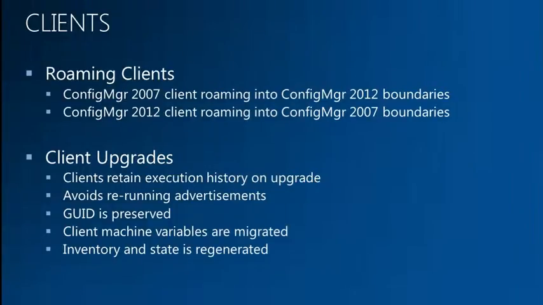The GUID is preserved. I showed you earlier the XP client. It wasn't migrated yet, but it was showing in that collection, so that after the client gets upgraded, it'll automatically fall into that collection. Machine variables, I get this question a lot for OSD. When you migrate a client, those machine variables do come over. The client first must be upgraded and migrated, and then those machine variables are available. And of course, when a client gets upgraded from 2007 to 2012, it does a full inventory, full state backup. 2012 thinks of it, for the most part, as a net new client.